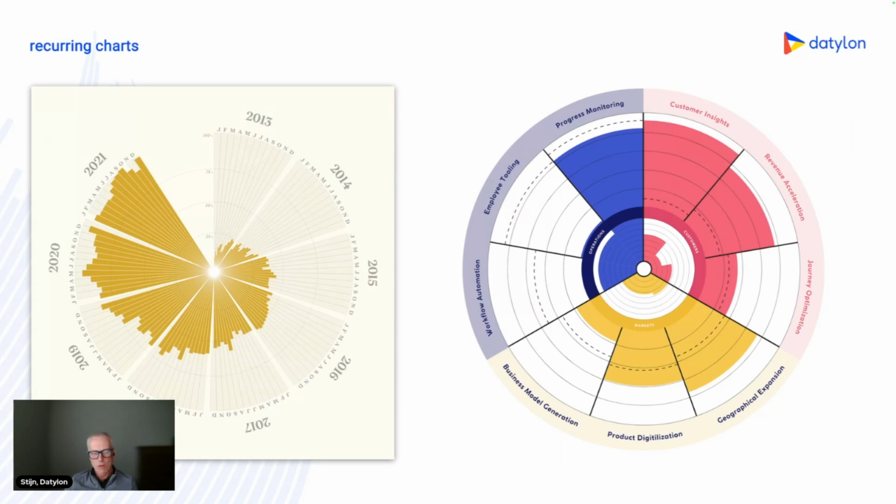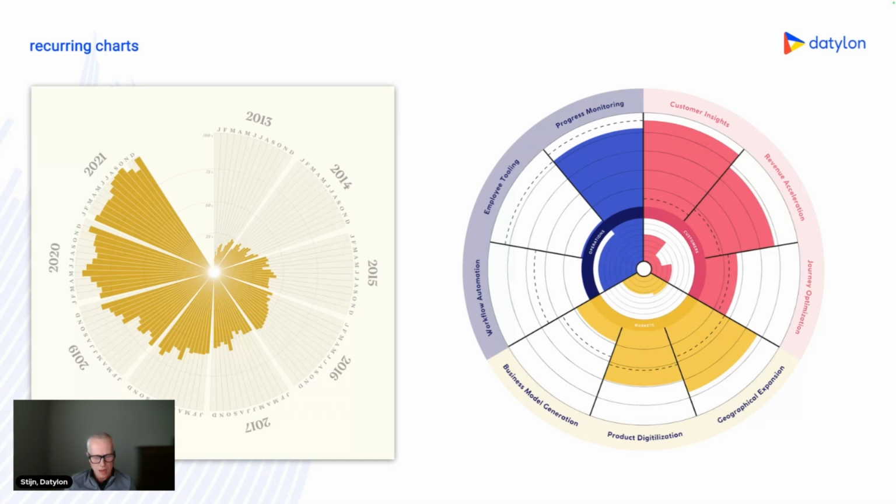Now, you have also recurring charts. I just talked about isolated charts here. On the left side, you see a kind of calendar. A calendar, of course, years change, so you can update your calendar every year, or every month, or whatever. And on the right side, this is a design purely built graphically in Datylon for Illustrator.